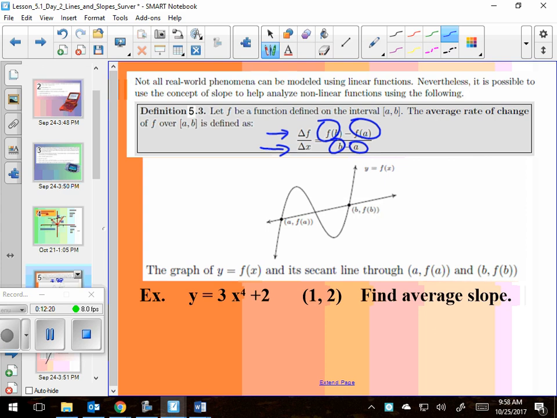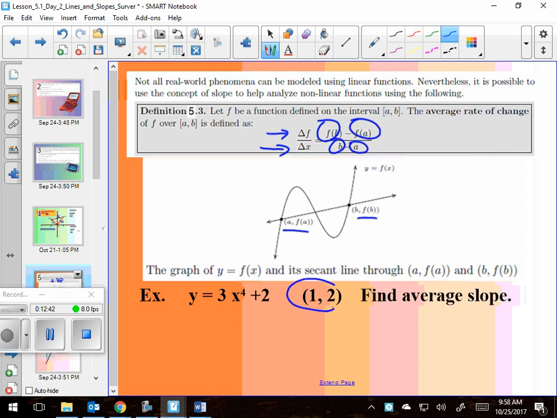I know this makes it look really complicated, but A comma F of A is just what you do when you put in an A, you get F of A out. It's just the result. All right, and now its secant line, it's just a line that goes through those 2 points. Fancy name for it.